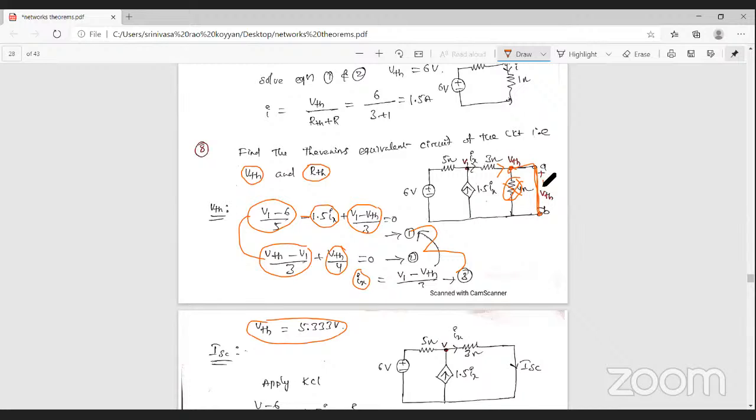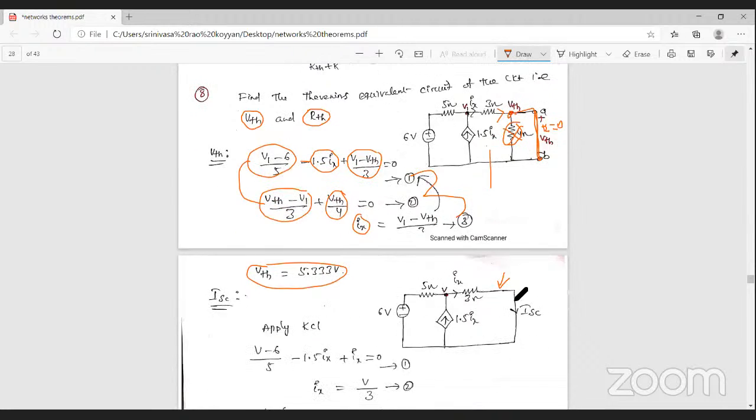Because current always prefers the low resistance path, and in a short circuit the resistance value is 0. That's why there is no current passing through the 4 ohm resistance, and it can be neglected. Then this network can be redrawn as 6 volts, 5 ohms, a 1.5 Ix current source, and 3 ohms. The 4 ohm is neglected.